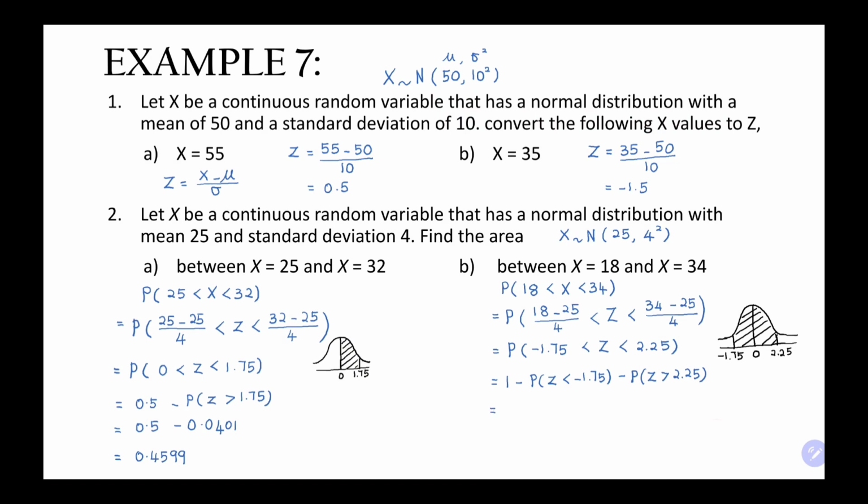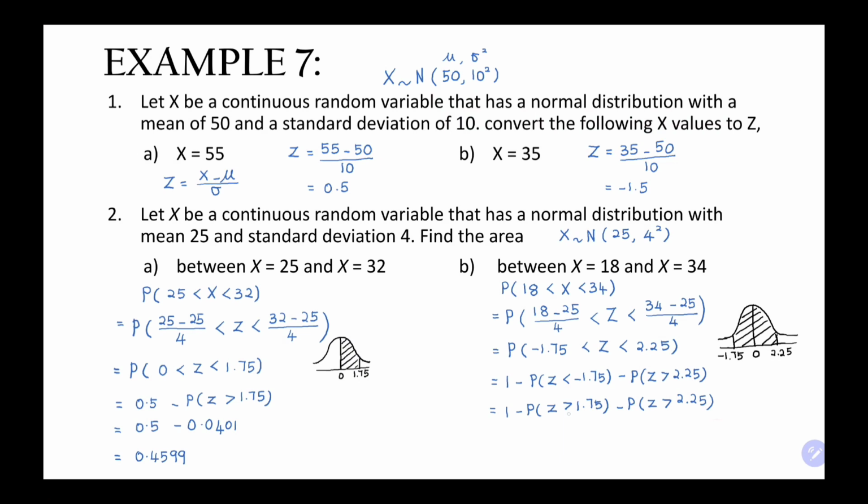Okay, P(Z less than negative 1.75), same with this area. So we can change to P(Z greater than 1.75). Sebabkan dia simetri, so dia samalah, area sebelah kiri sama dengan area sebelah kanan. Lepas tu kamu boleh tukar je. Less tu jadi greater, negatif jadi positif. Then this one stay P(Z greater than 2.25).